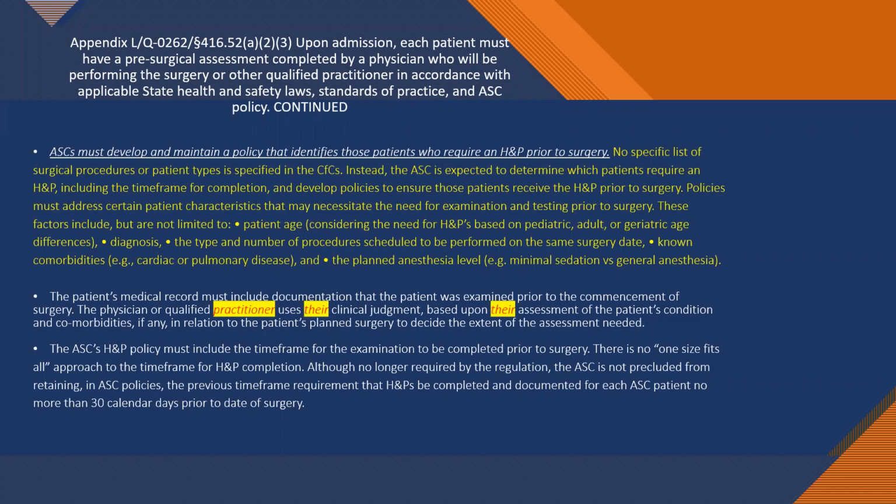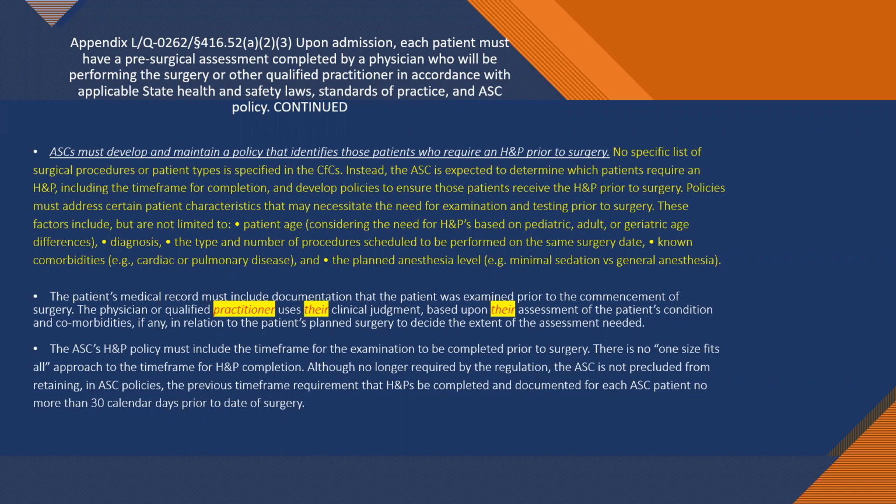These factors include, but are not limited to, the patient's age, considering the need for an H&P based on pediatric, adult, or geriatric age differences; diagnosis; the type and number of procedures scheduled to be performed on the same surgery date; known comorbidities, such as cardiac or pulmonary disease; and the planned anesthesia level, minimal sedation, general anesthesia, etc. The patient's medical record must include documentation that the patient was examined prior to the commencement of the surgery.